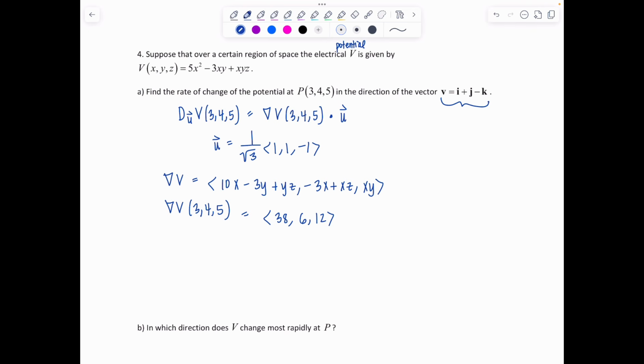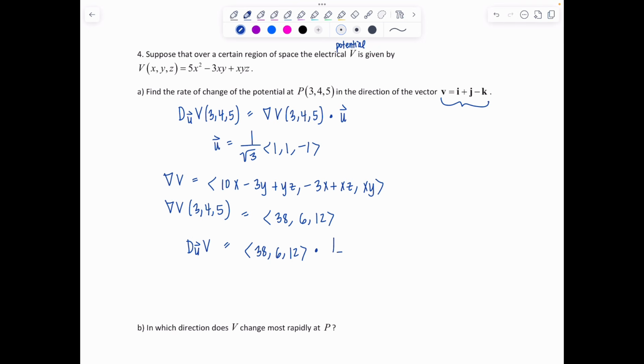No, you can't scale this down. When you're asked to find a directional derivative that represents a quantity, that's a scalar. You're not giving an equation, so you can't scale it down. So don't divide by 2. Some people made that mistake. So this is going to be (38, 6, 12).